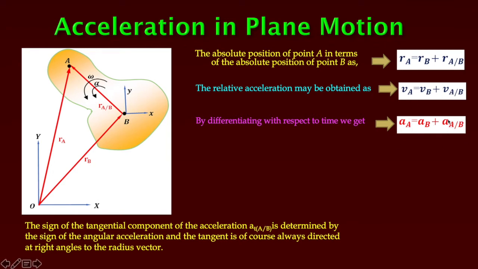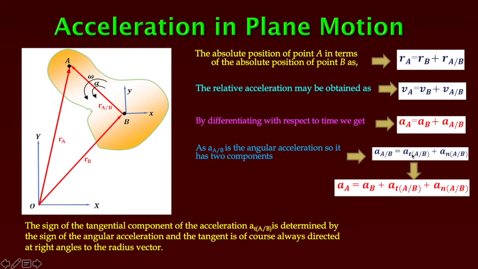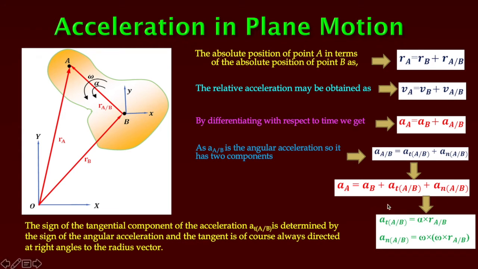Then for the acceleration, just differentiate this equation and you will get the acceleration. We also know that this component is the relative acceleration of A with respect to B. It has two components, one normal, other tangential. The tangential component is alpha cross the radius vector RAB, and the normal component is omega cross omega cross RAB, where omega is the angular velocity of the link AB. Hence we know these two equations. Now we will use all these formulas to get the acceleration value in a problem.